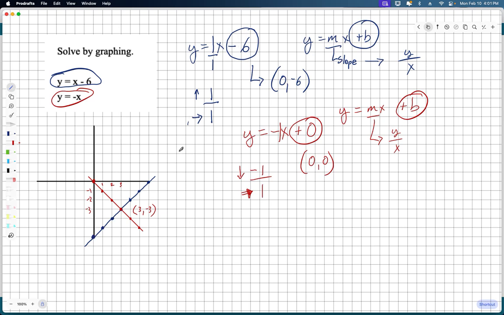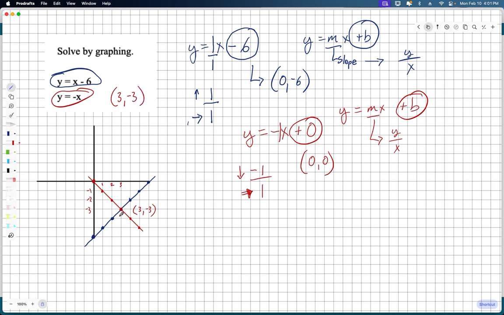You take the line that you're given and you take it apart by finding the y-intercept and the slope, and you draw your line. Where they intersect, that is your answer. That is what we're looking for. So the answer is 3, -3.